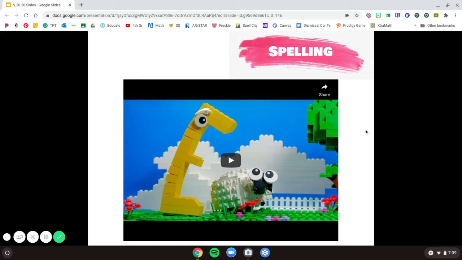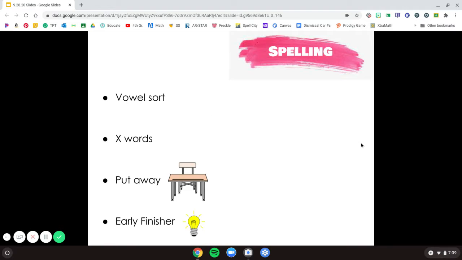Oh, that gets me every time. So silly. All right, so this is what we're going to do today. We're going to do a vowel sort. We're going to do it a little different than we did last week. Then I'm going to teach you how to do X words. And then you can go on and do anything else that you need to work on. So let's take a look at our notebook.